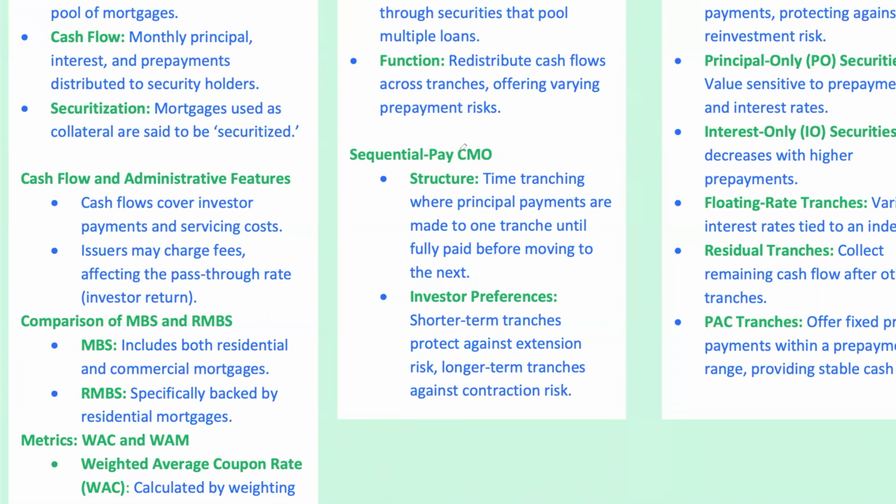For example, in a CMO with 3 tranches, A, B, and C, tranche A would receive principal payments first until it's paid off. Then payments would go to tranche B, and so forth. This setup allows investors to choose tranches that align with their timeline and risk preferences, while also providing protection against both extension and contraction risk.